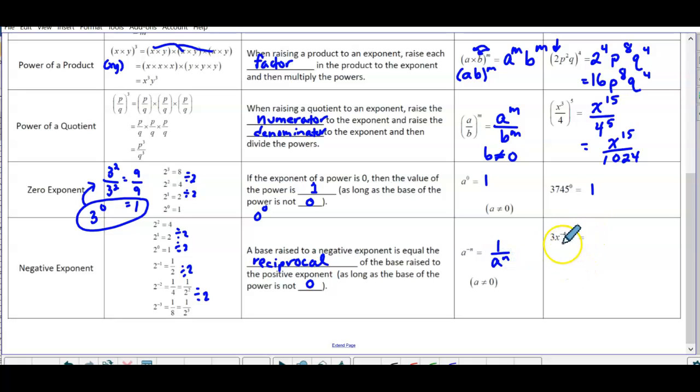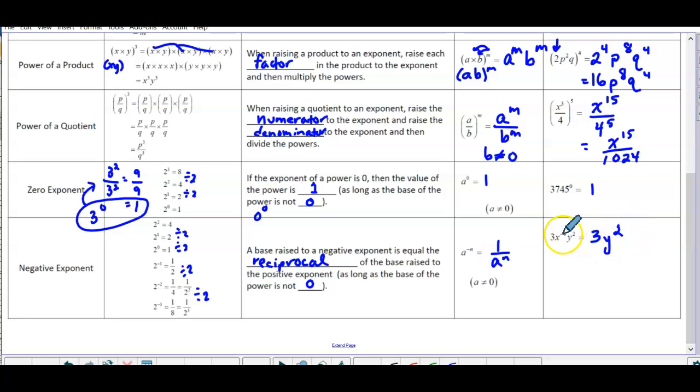Here, there's just one factor that has a negative, we only deal with that. This 3 is a 3. It stays as a 3. It does not go down to the denominator. Y squared, that's a positive exponent, it stays as y squared.